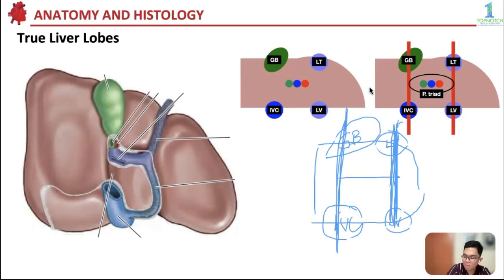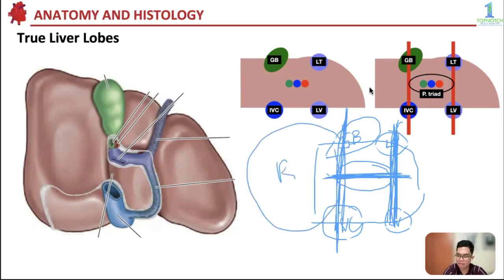And then in between, to complete the letter H, is your porta hepatis. So the three structures where they enter: the hepatic portal vein, the hepatic artery, and your bile ducts. So I just make a letter H. All of this will be your right liver lobe, and this one is your left lobe. This is your caudate lobe of the liver. This will be your quadrate lobe of the liver, or your segment 4B.